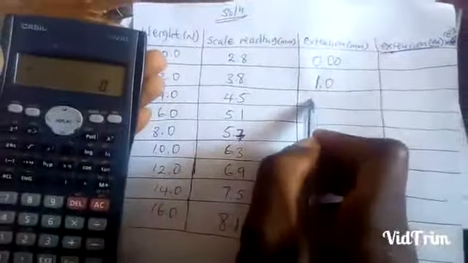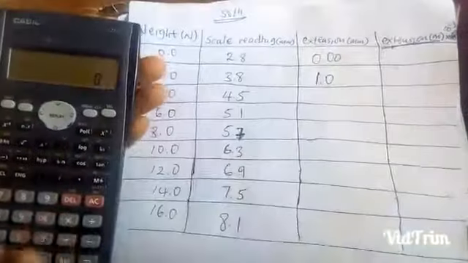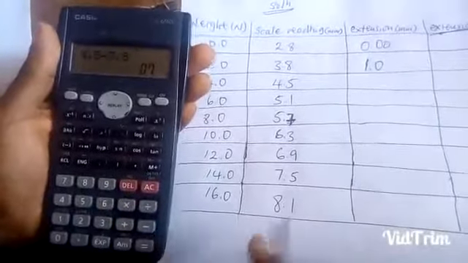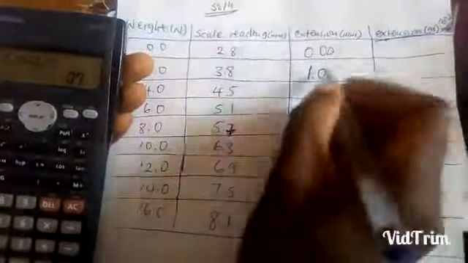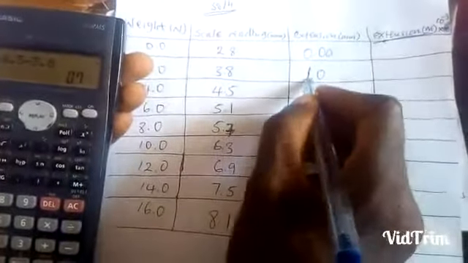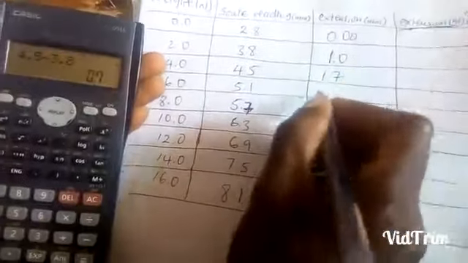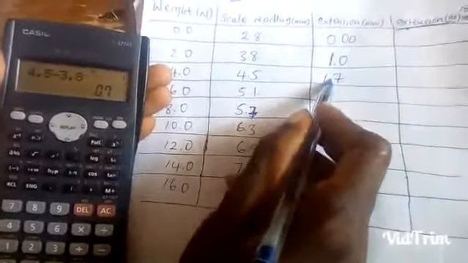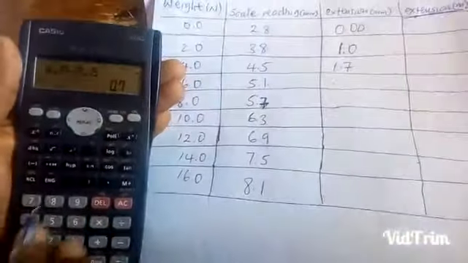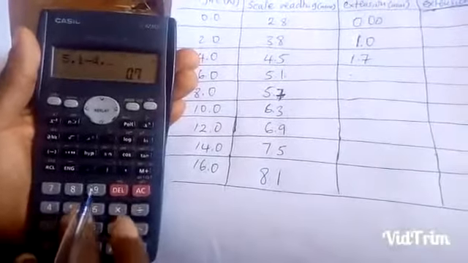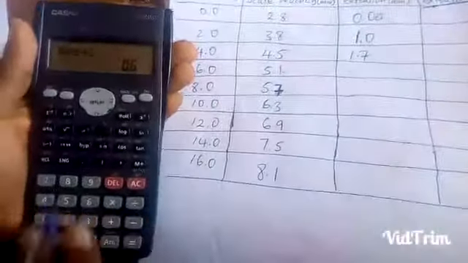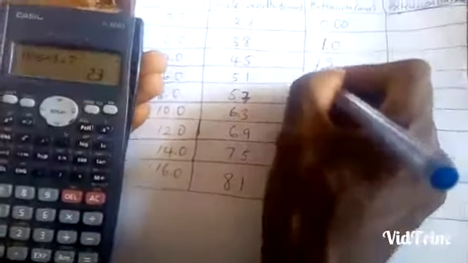When you come here, if you want to get this figure, it is 4.5 minus 3.8. 4.5 minus 3.8 will give us a figure of 0.7. That 0.7 has to be added to the figure at the top. So if you add 0.7 to 1, it becomes 1.7. When you want to get this column here, it is 5.1 minus 4.5. Any answer you get plus this figure. So 5.1 minus 4.5 will be 0.6 plus the figure at the top here, 1.7. That is giving us 2.3.